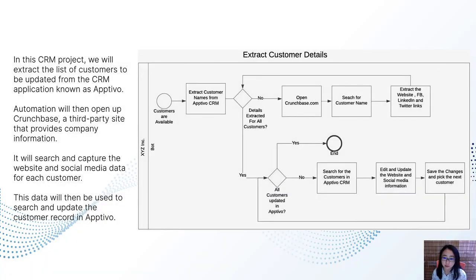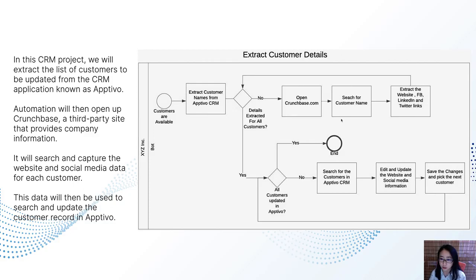So this is a flowchart of the process that we are going to automate. First, we are going to extract customer list from Apptivo CRM. With that list, we are going to log into the Crunchbase and search for relevant information of each customer. And the information we are going to extract includes the website and the customer's social media links, such as the Facebook, LinkedIn, and Twitter. And we do that for each customer.